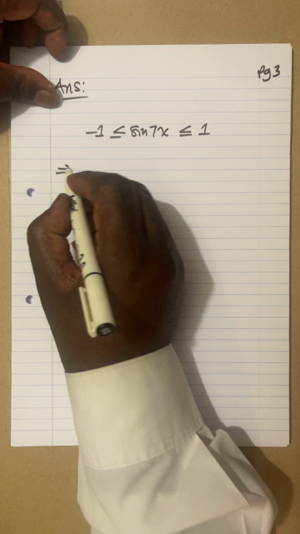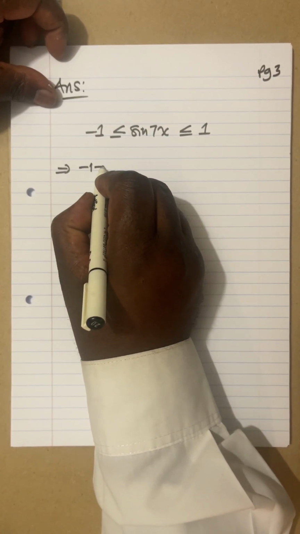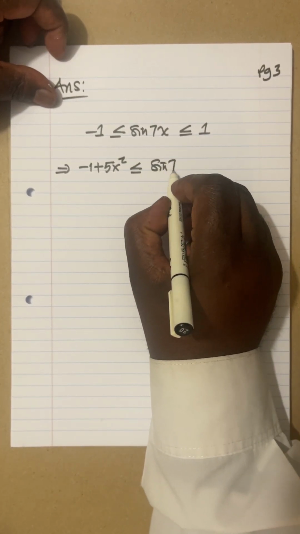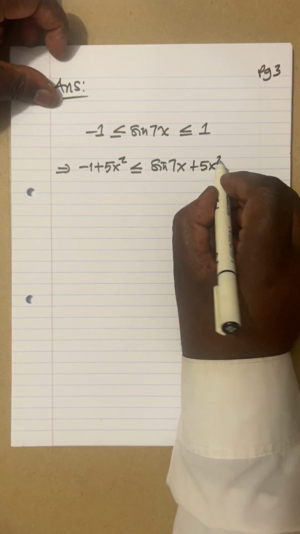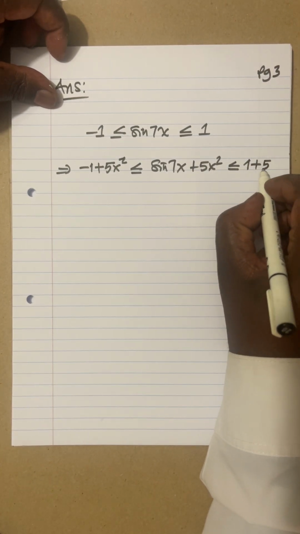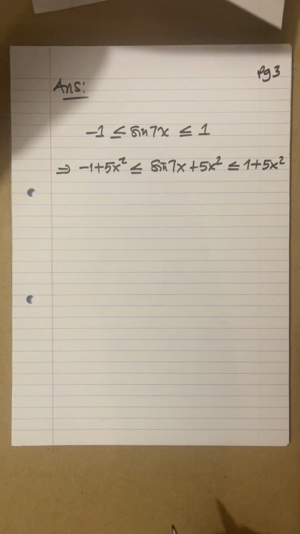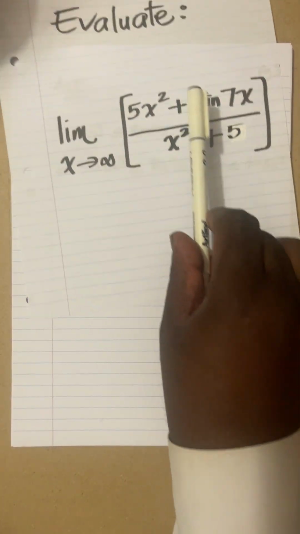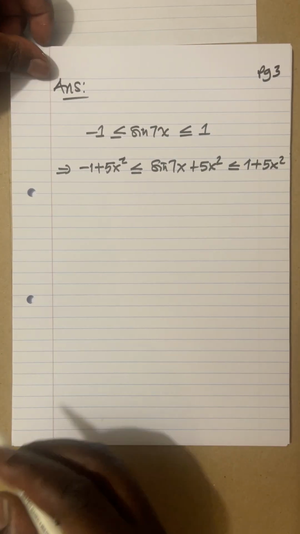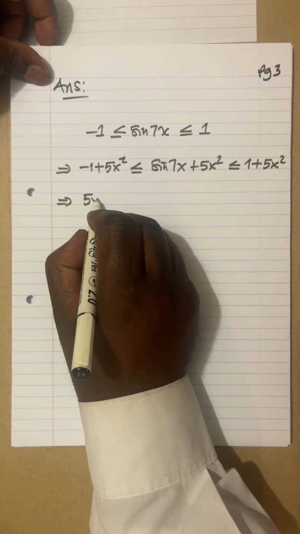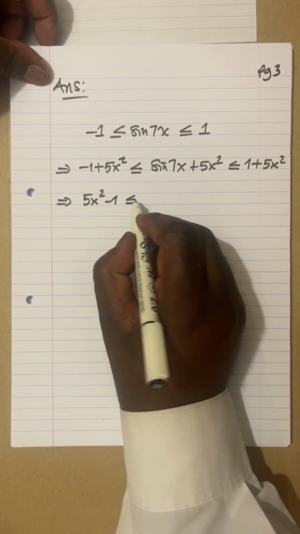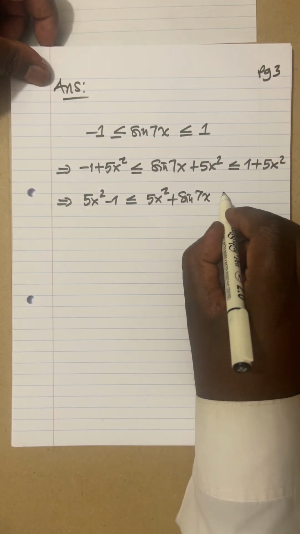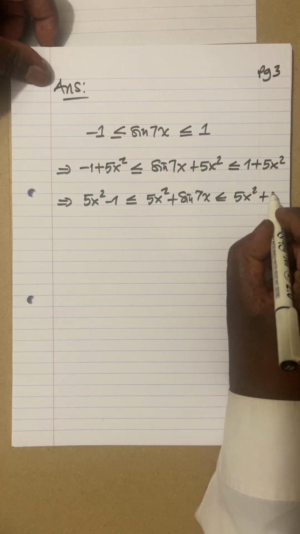So we're going to say this implies that minus 1 plus 5x squared must be less than or equal to sine 7x plus 5x squared, which must be less than or equal to 1 plus 5x squared. Now let me rewrite this, so that the central function in the numerator is exactly how it's written in the original numerator. So I'm going to start with 5x squared. This implies that 5x squared minus 1 is less than or equal to 5x squared plus sine 7x, which is less than or equal to 5x squared plus 1. It doesn't really matter on the right hand side.